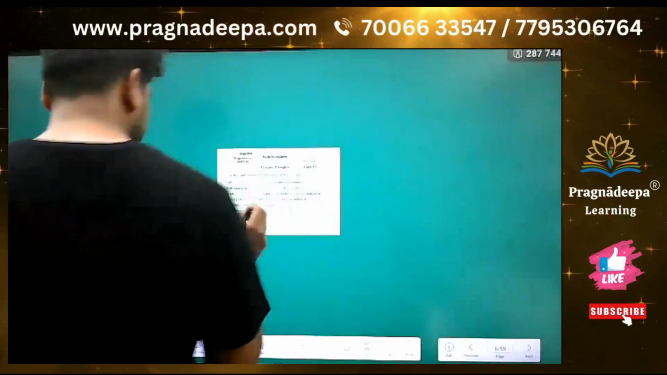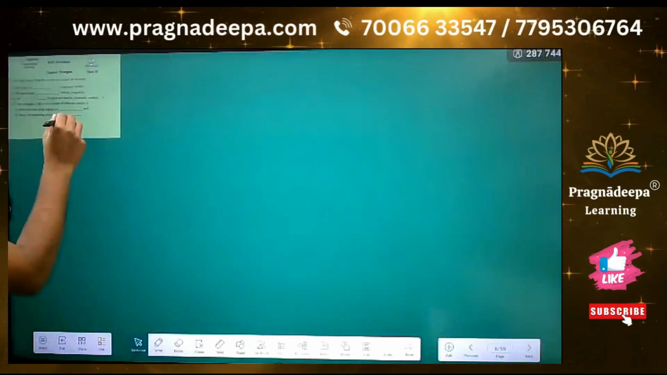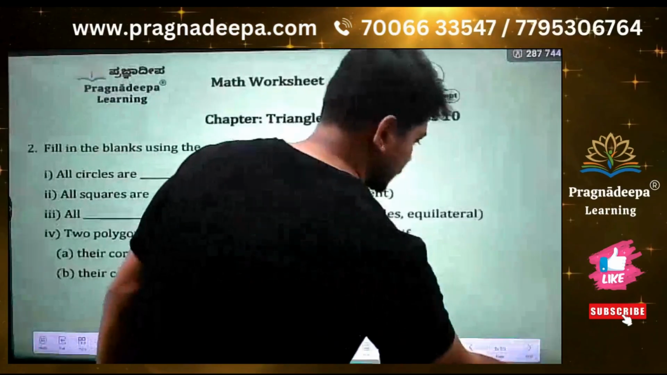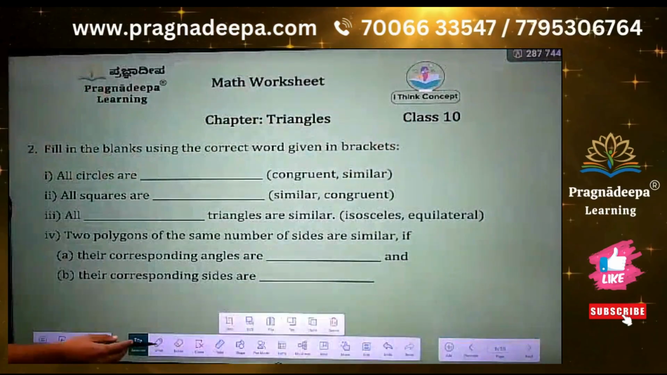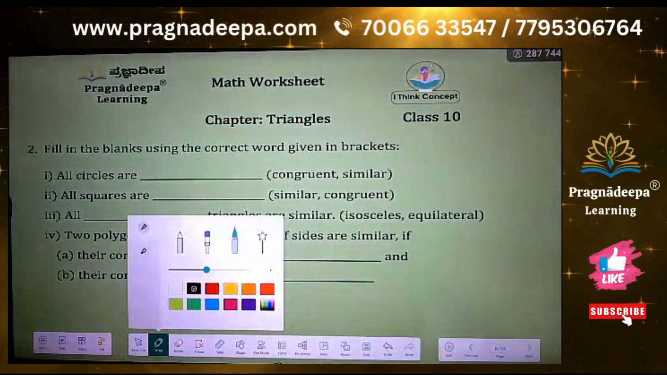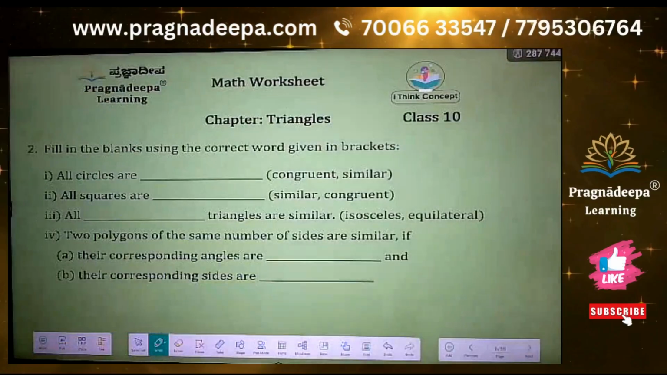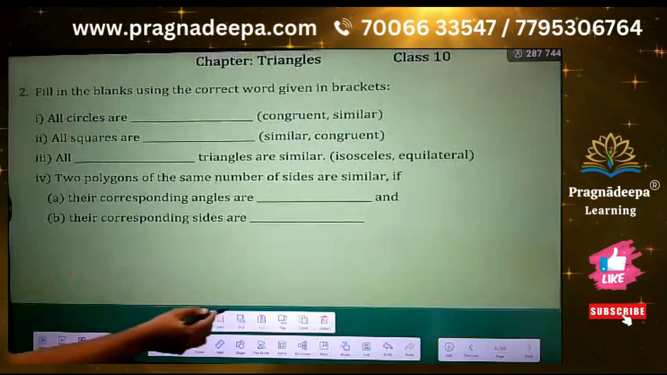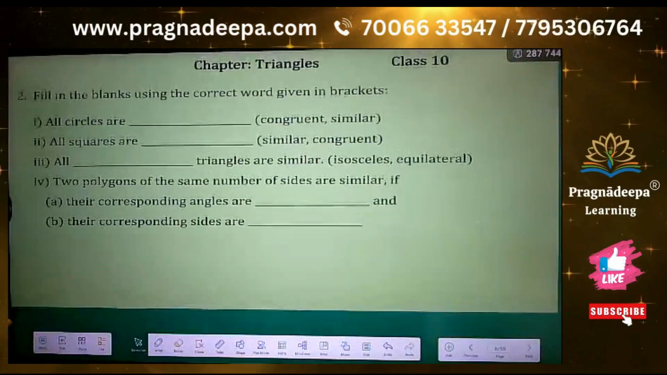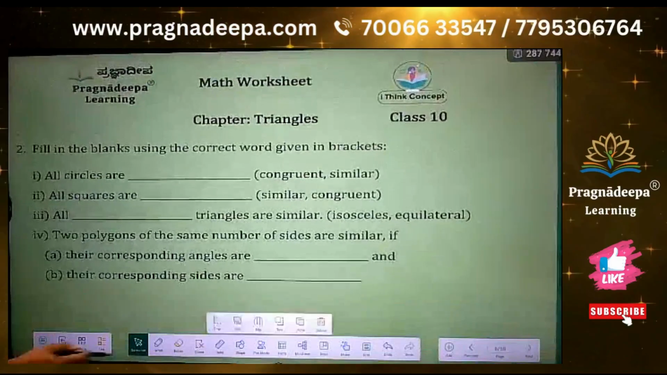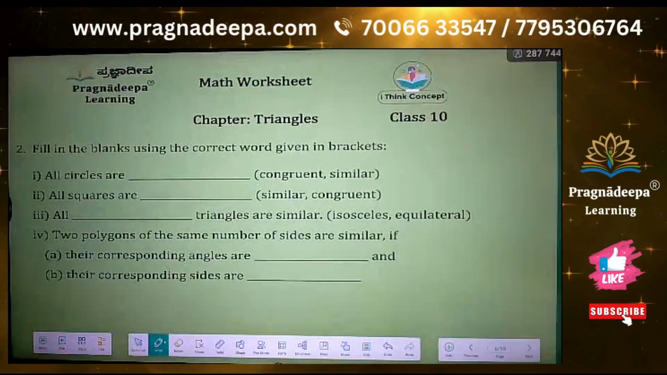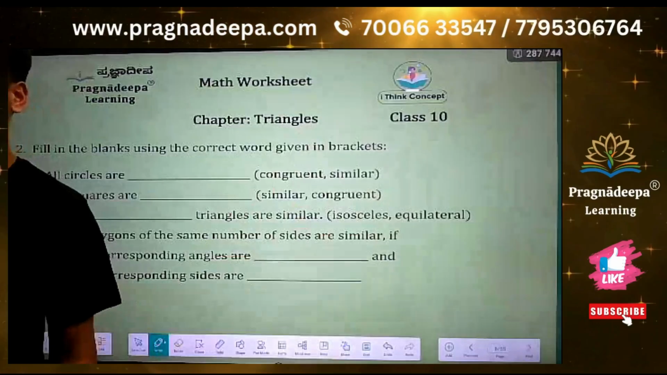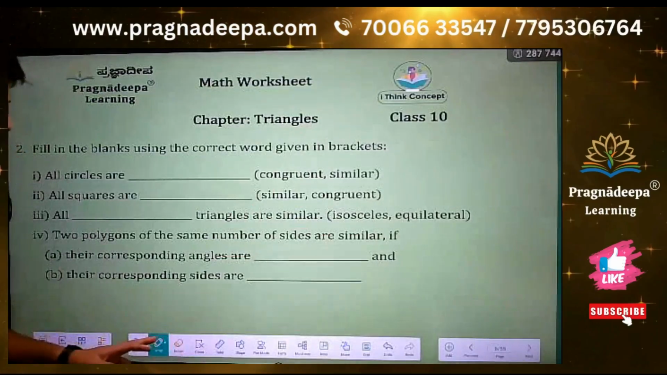So you have a fill in the blanks type of question. First question: all circles are, so you have two options. One is congruent, another one is similar. All circles are congruent or similar?